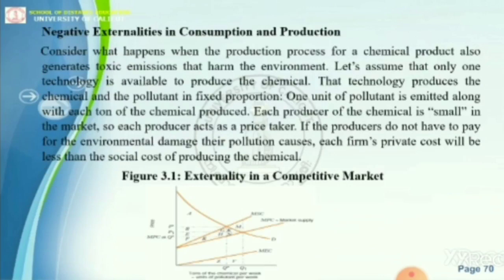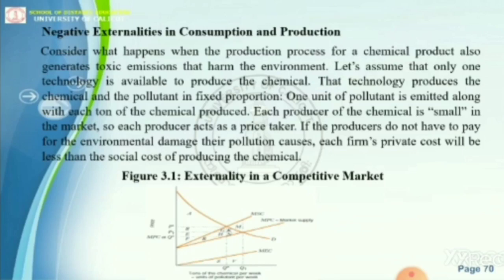The negative externalities in consumption and production. Consider what happens when the production process for a chemical product also generates toxic emissions that harm the environment. Let's assume that only one technology is available to produce the chemical. The technology produces the chemical and pollutant in fixed proportion. One unit of pollution is emitted along with each ton of the chemical produced. Each producer of the chemical is small in the market, so each producer acts as a price taker, isn't it? If the producers do not have to pay for the environmental damage their pollution causes, each firm's private cost will be less than the social cost of producing the chemical.